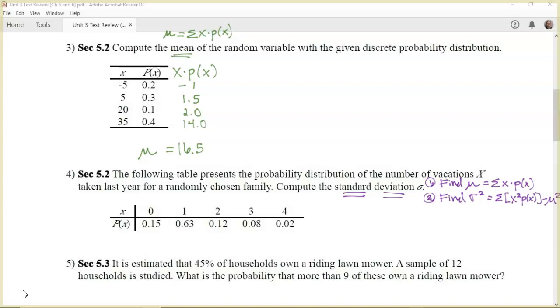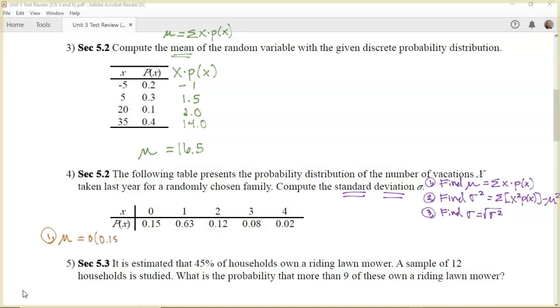And then after we find that value, we can take the square root of that to get the standard deviation. There are two different steps you have to complete in order to get the answer we need, which is the variance. So to find the mean is what we did previously.